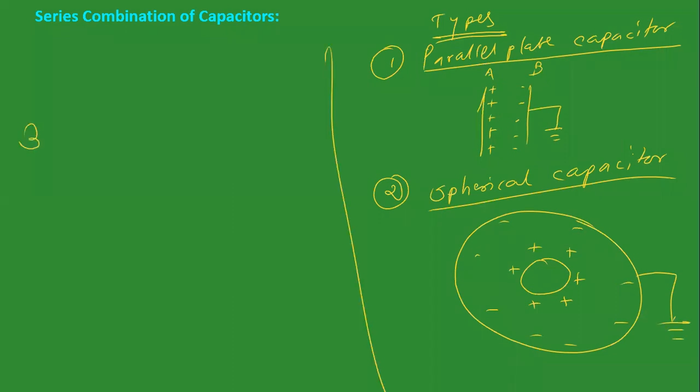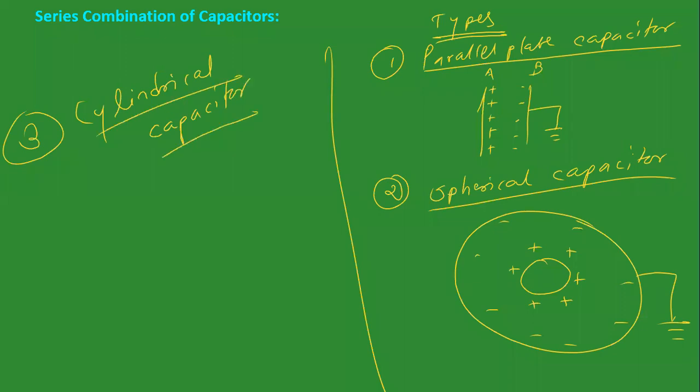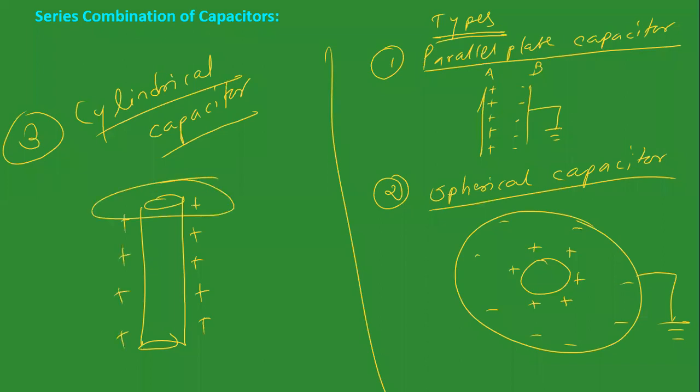And the third one is the cylindrical capacitor. It consists of two coaxial cylinders. Positive charge is given to the inner cylinder, and this is the outer cylinder. Then negative charge is induced on the inner portion of the outer cylinder, and positive charge is on the outer portion. These positive charges are grounded. Okay, these are the three types of capacitor. I hope you understood this.